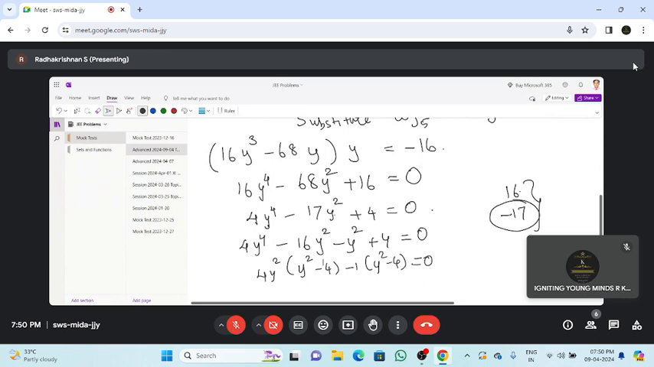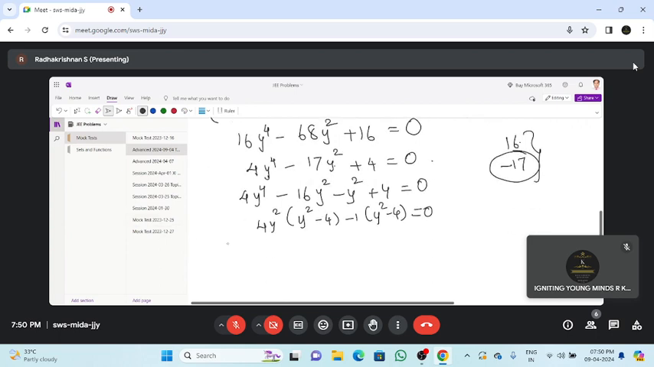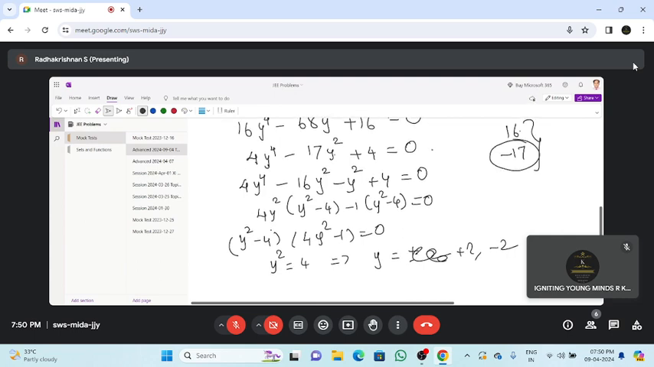So what is the value of y square now? (4y square minus 1) into (y square minus 4). Then y square is equal to 4, so y square equal to 4. That means y equal to plus 2 and minus 2. Put both solutions separately, plus 2 and minus 2.